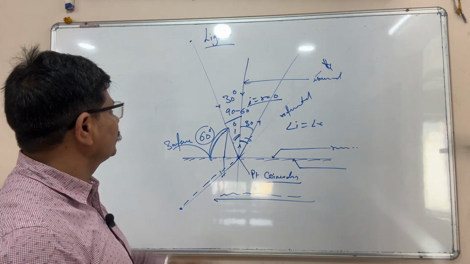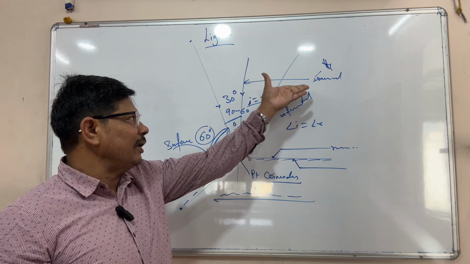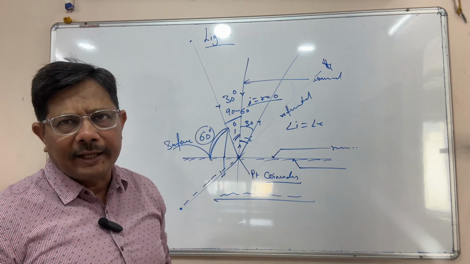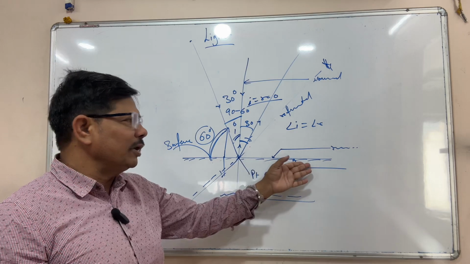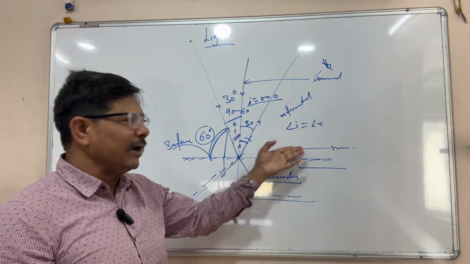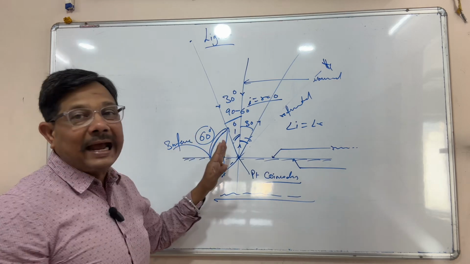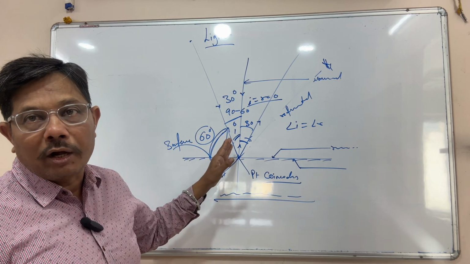So you got, this is the incident ray, this is the reflected ray, this is the normal, and this is the point of coincidence. This is a silvery painted surface, this is the reflecting surface, and this is a plane surface. This is called regular reflection. इसको क्या बोलेंगे? रेगुलर रिफ्लेक्शन.